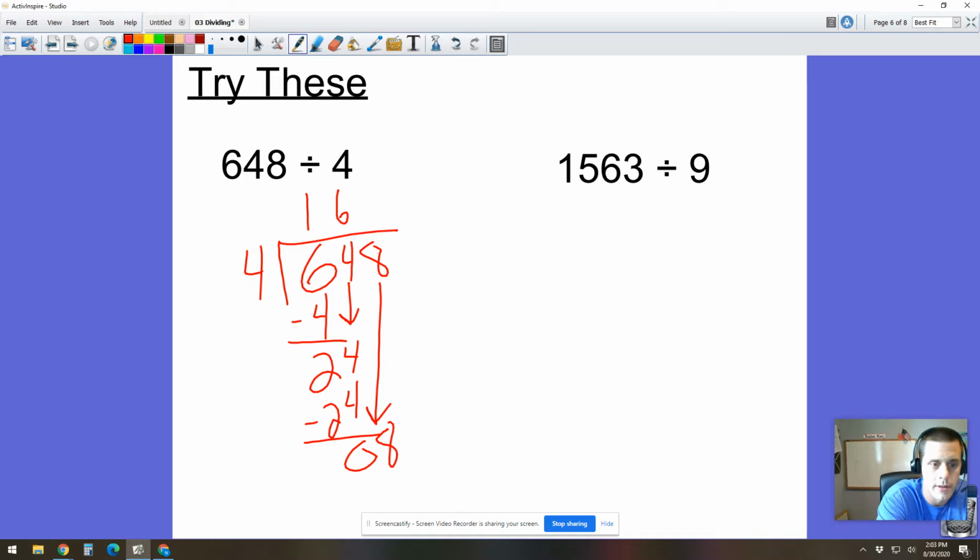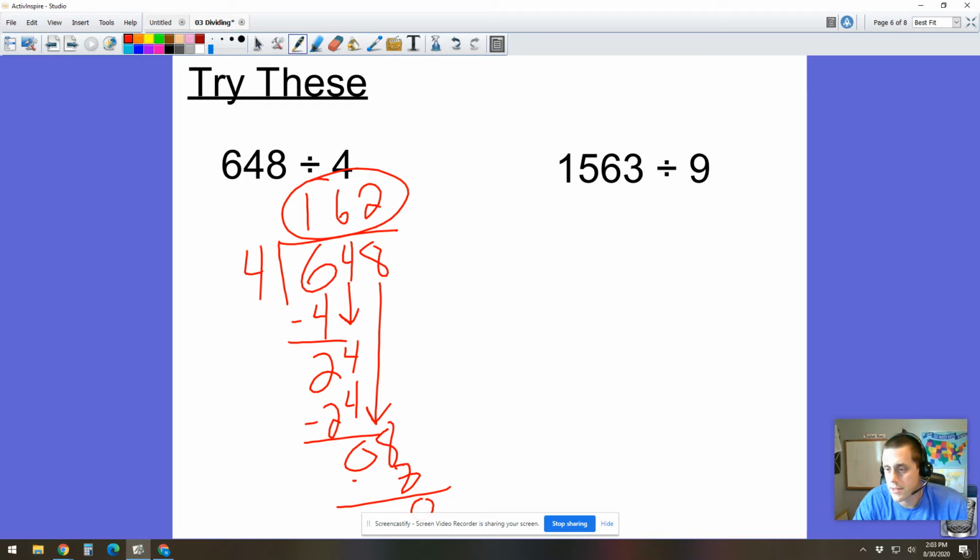One more time. Division D. 4 goes into 8 twice. 2 times 4 is 8. Subtract. 8 minus 8 is 0. 0 is less than 4. Nothing left to bring down. Final quotient, 162.